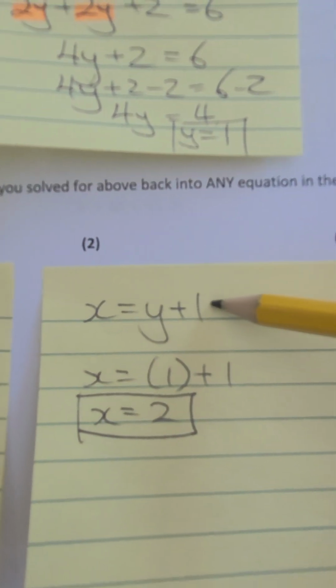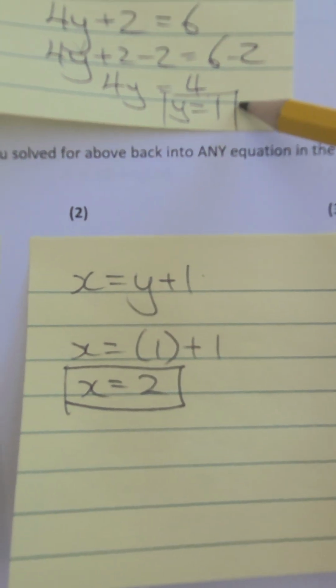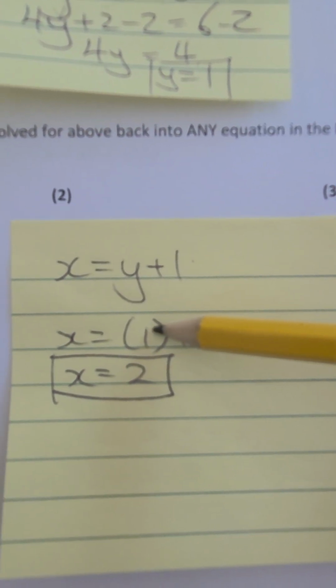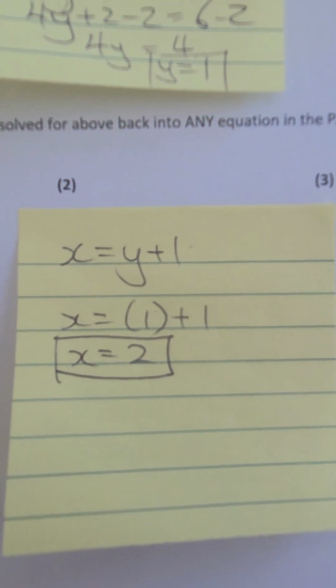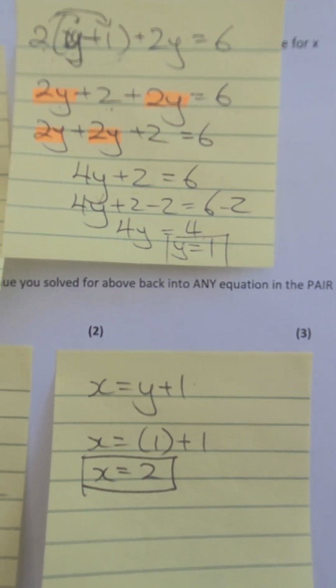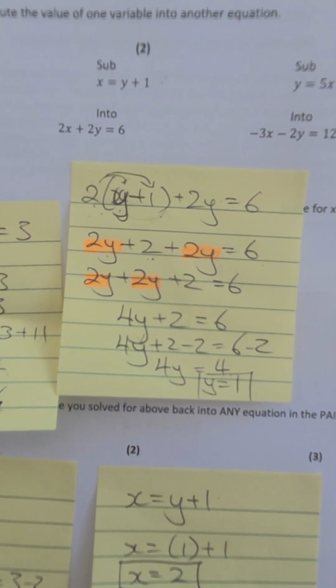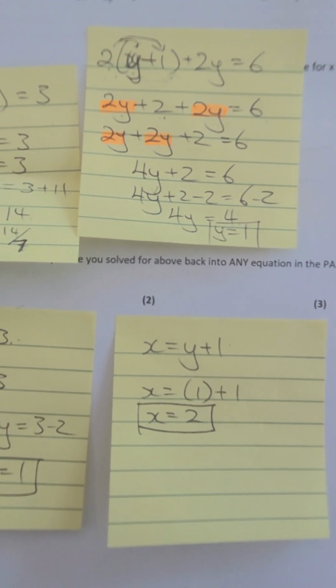So I decided to plug it into this equation here. X equals y plus 2. Y equals 1, so it's here. 1 plus 1 gives me 2. So now I have x equals 2 and y equals 1 for this system of equations. Make sure you have this down.